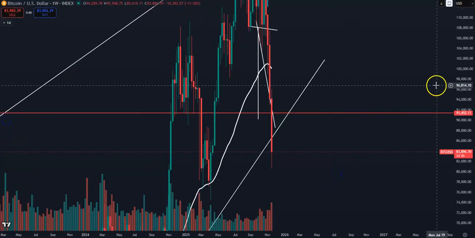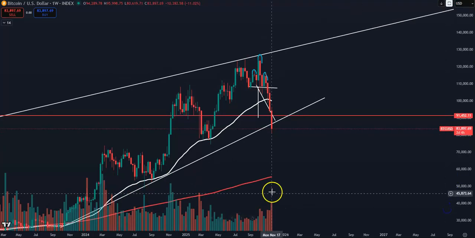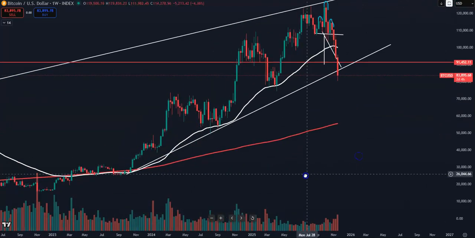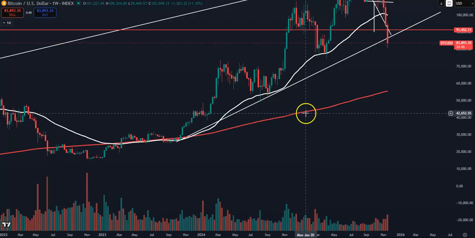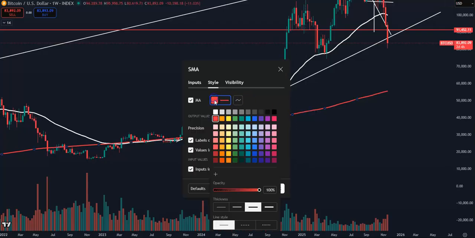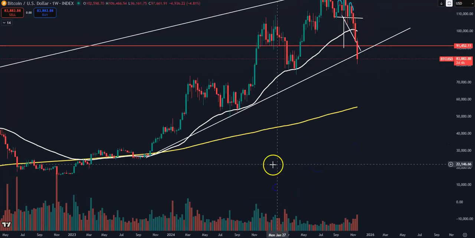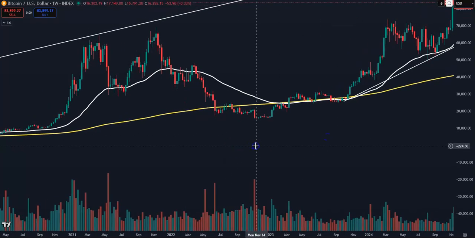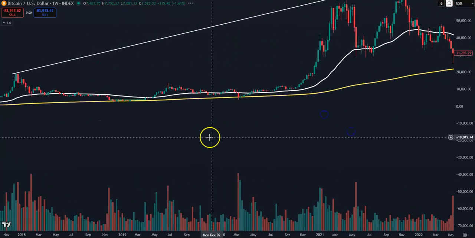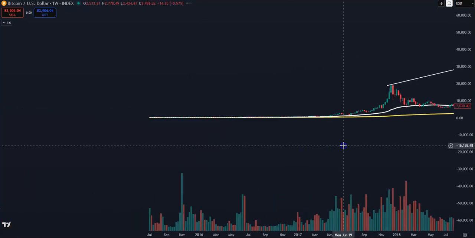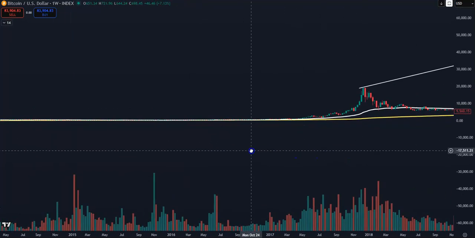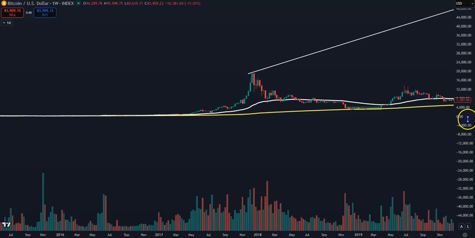So now I will speak about the 200. The 200 is this red line, but it's so much red here that I'm going to change it to yellow so that you can see the importance of it. Whenever we break below the 50, whenever we go into the bear market, the price action always, and I'm comfortable with saying always, goes back to the 200.